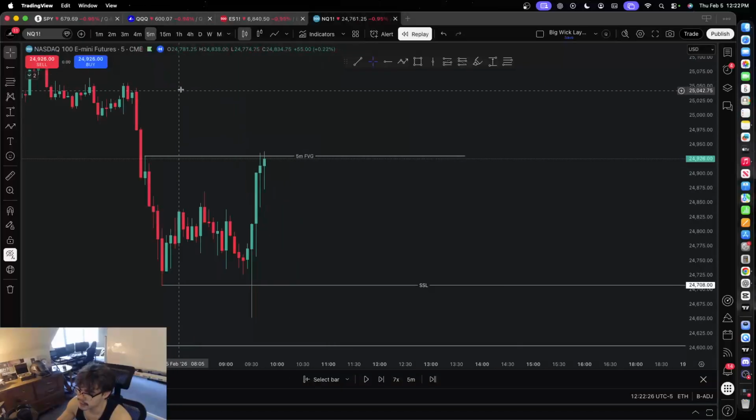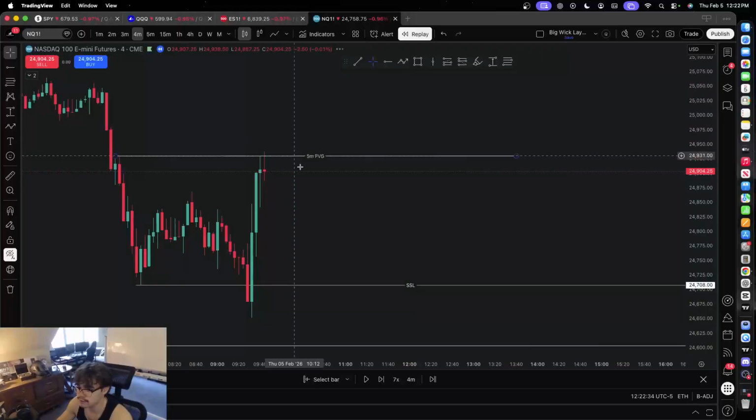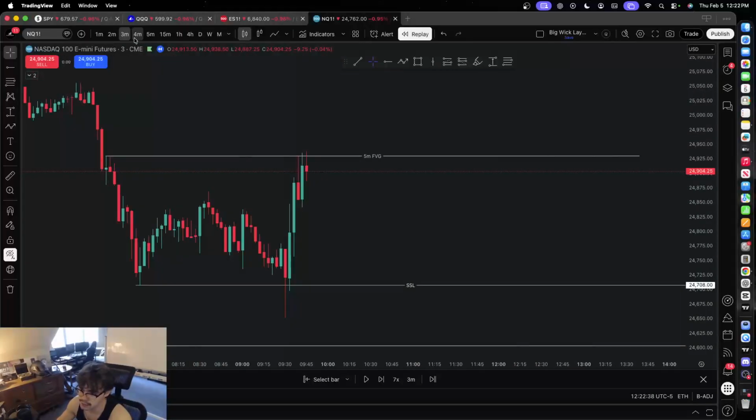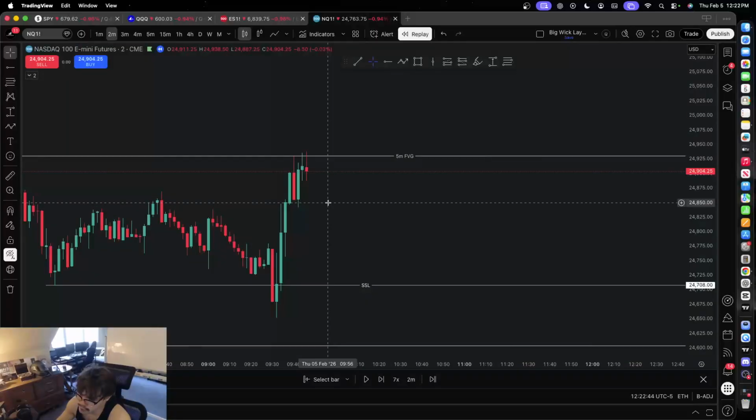So looking at this leg, there's a fair value gap right there. Is there one on the 4 minute? See what I mean? The 4 minute takes so much longer. No fair value gap on the 4 minute. You go to the 3 minute. Watch how fast this loads. Bing, right? I don't get TradingView. Come on, man. 2 minute. Nope. No fair value gap.